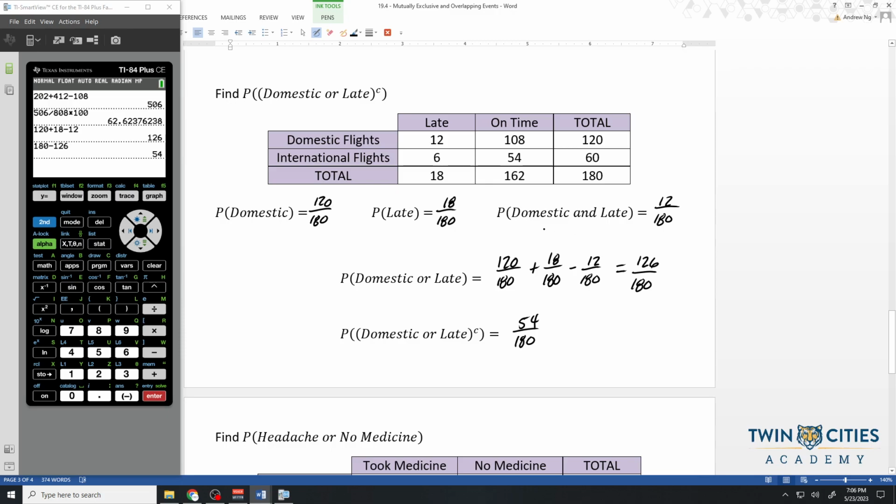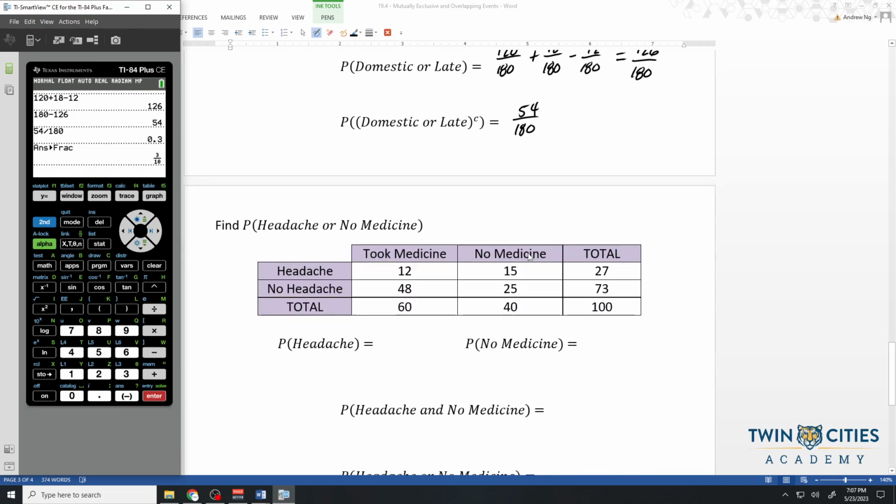Now all of this could reduce, so depending on what the assignment looks like or what problem you get on a test, you might want to reduce some of these fractions as well. So 54 over 180, for example, would be the same as 3 over 10. So depending on what the assignment is asking you or what your test looks like, you may want to reduce your fractions. Okay, let's keep going. Got a couple more.